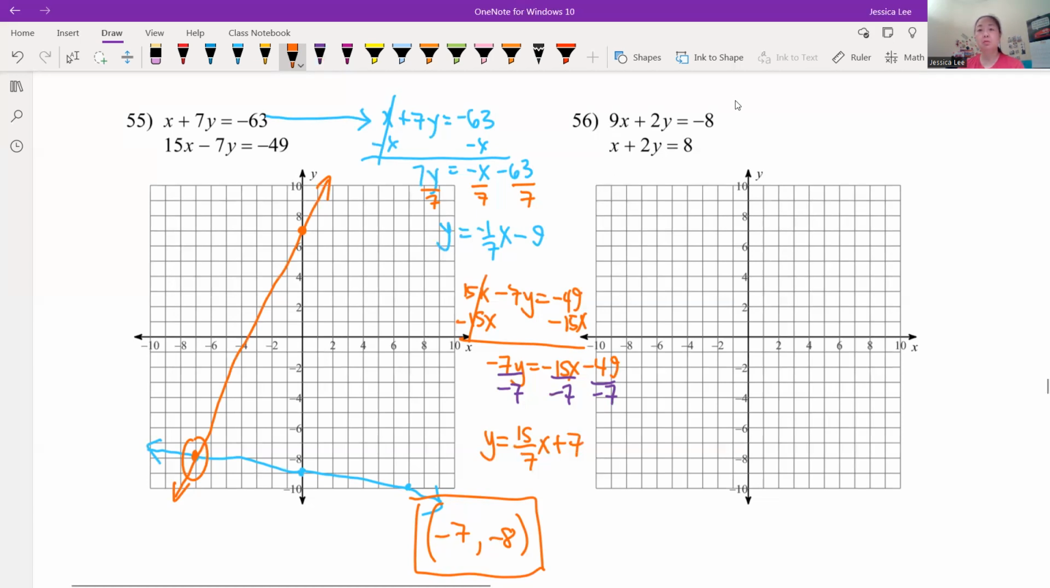Okay, we're going on to the next one. This top one, I'm going to just change it. 9x plus 2y is equal to -8. Subtract 9x.